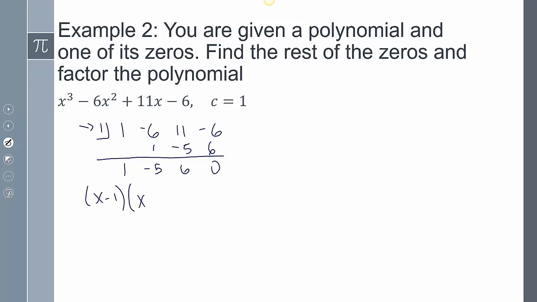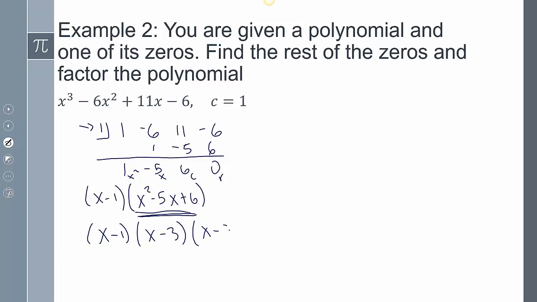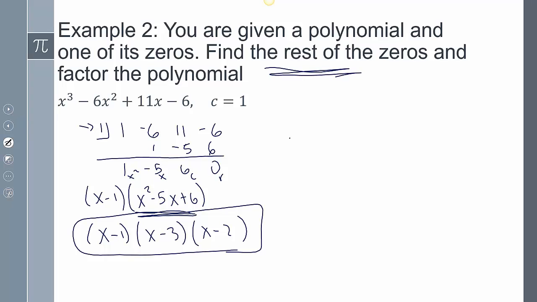And so I'm left with x squared minus 5x plus 6, because this is my constant, x, and x squared. Now this factors further. That will factor into x minus 3 and x minus 2. And so this right here is going to be my answer. Now it says find the rest of the zeros. So that means the rest of them. So the rest of the zeros are going to be this zero and this zero. So that's going to be 3 and 2.